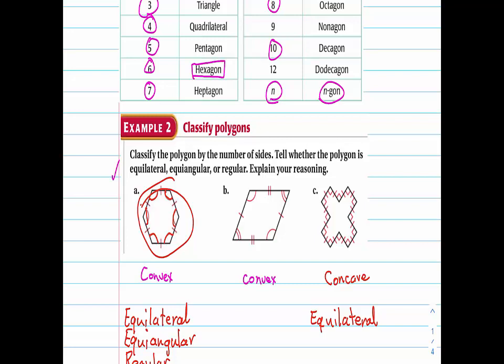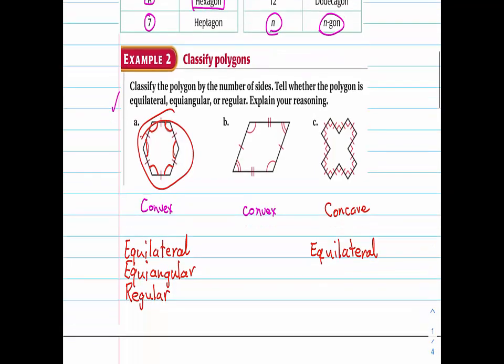Now this one is not convex, this is concave, and it is equilateral, but it doesn't meet the definition of being a regular polygon. So this is not a regular polygon. So remember, a regular polygon has to be convex and equilateral and equiangular.